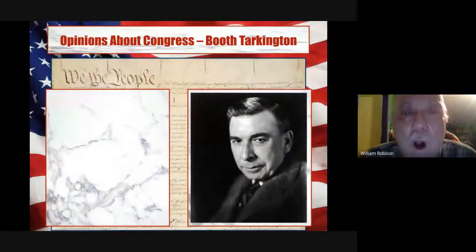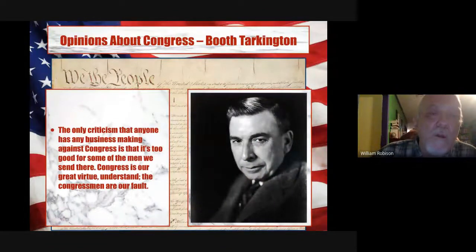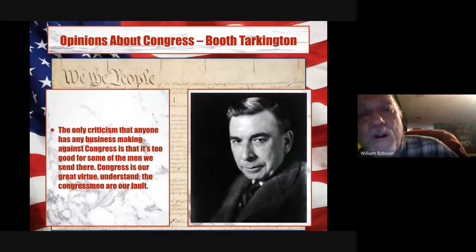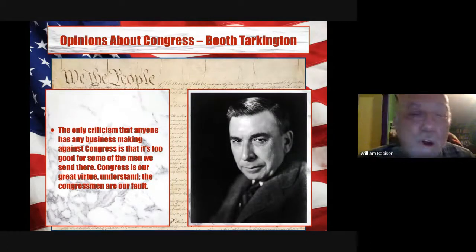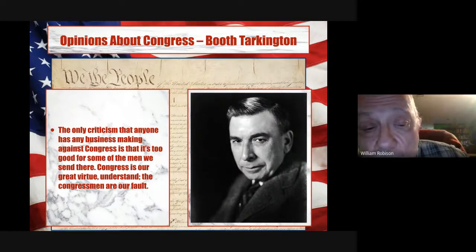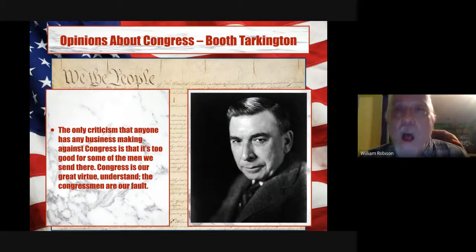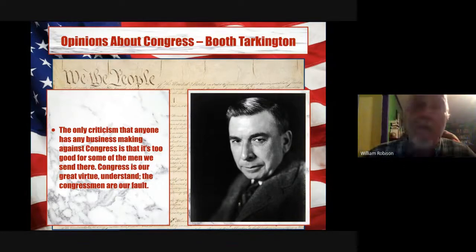Perhaps it's Booth Tarkington's opinion about Congress we ought to be listening to. The only criticism that anyone has any business making against Congress is that it's too good for some of the men we send there. Congress is our great virtue, understand. The congressmen are our fault. In other words, we send them there.